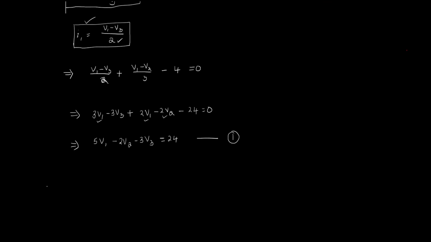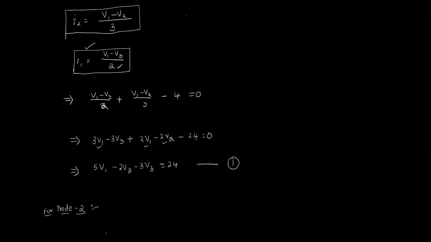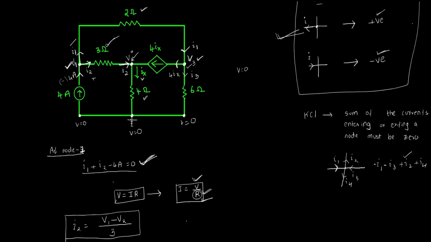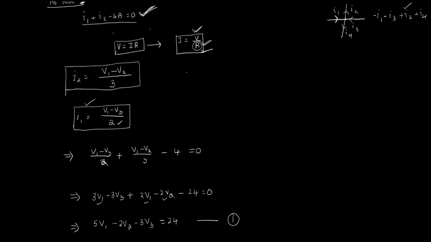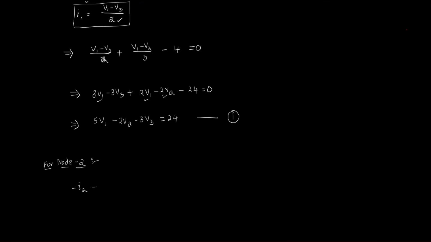In a similar way, if we write the KCL equation for node 2, we can see that for node 2 we have the current I2 entering the junction, IX exiting out of the junction, and 4IX entering into the junction. So if we write the KCL equation for node 2, we get minus I2 plus IX minus 4IX is 0.